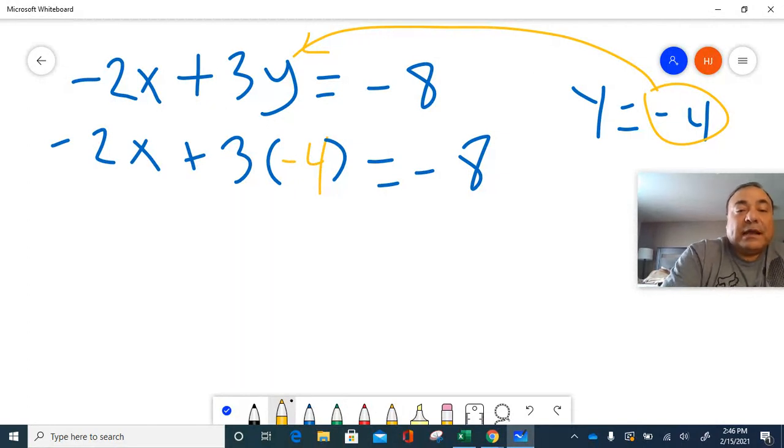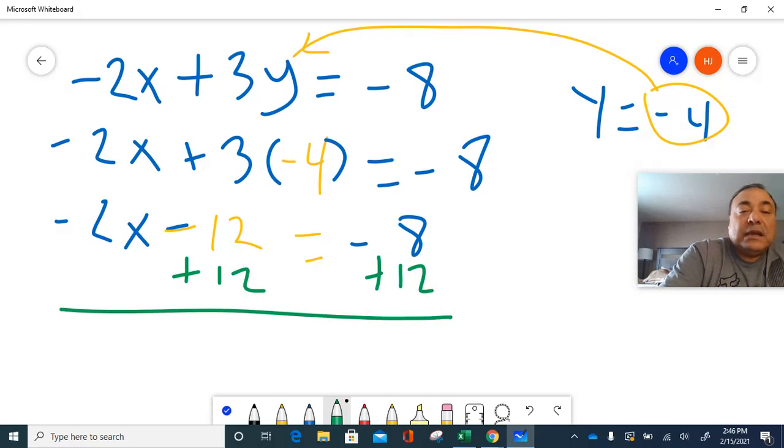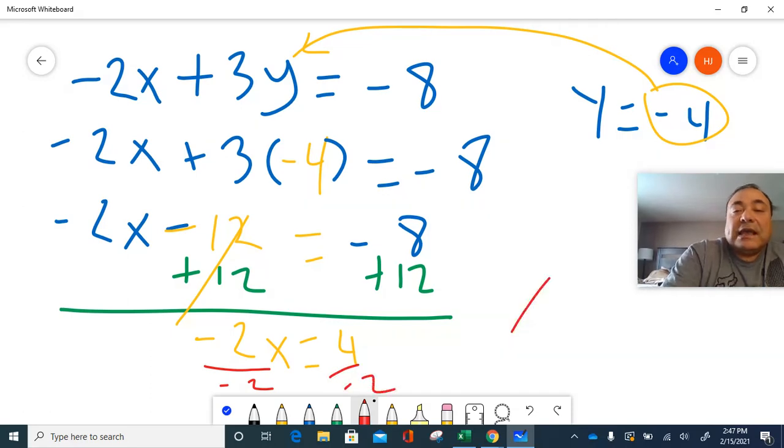Okay, so finally, guys, I'm going to have negative 2x plus, let me check, minus 12, right, guys? Minus 12 equals negative 8. Well, that's easy. I'm going to add 12 to both sides. And I'm going to say, well, this is gone. And I got negative 2x equals positive 4. I'm going to divide both sides by negative 2. And I got x equals negative 2.